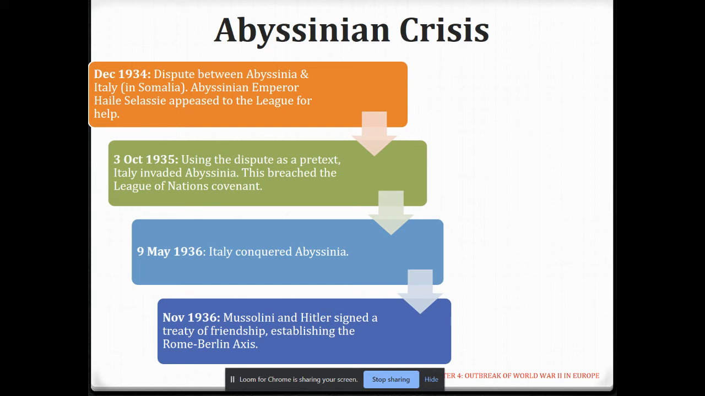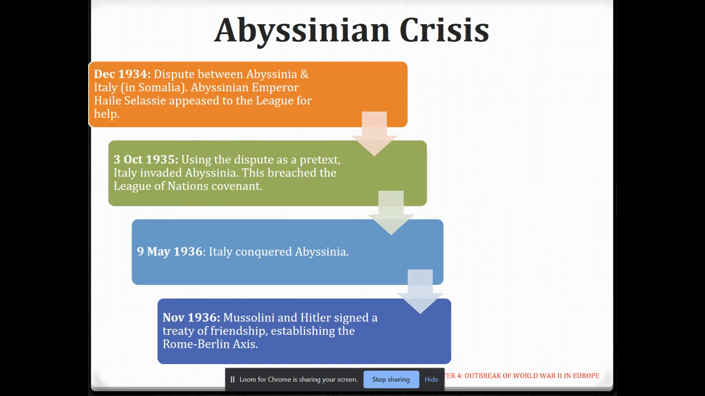Now, Abyssinia, if you look at the map, this is where I hate this recording function. It's very troublesome for me to pause and switch screens. So, again, if you have your phones with you, open up Google Maps and look for Ethiopia. Currently the country Abyssinia is called Ethiopia, somewhere in the northeast of the continent of Africa.